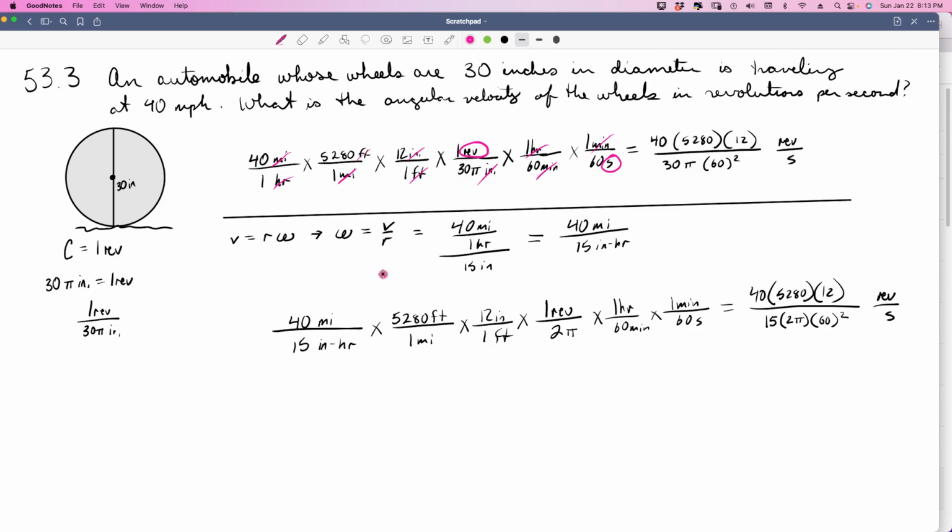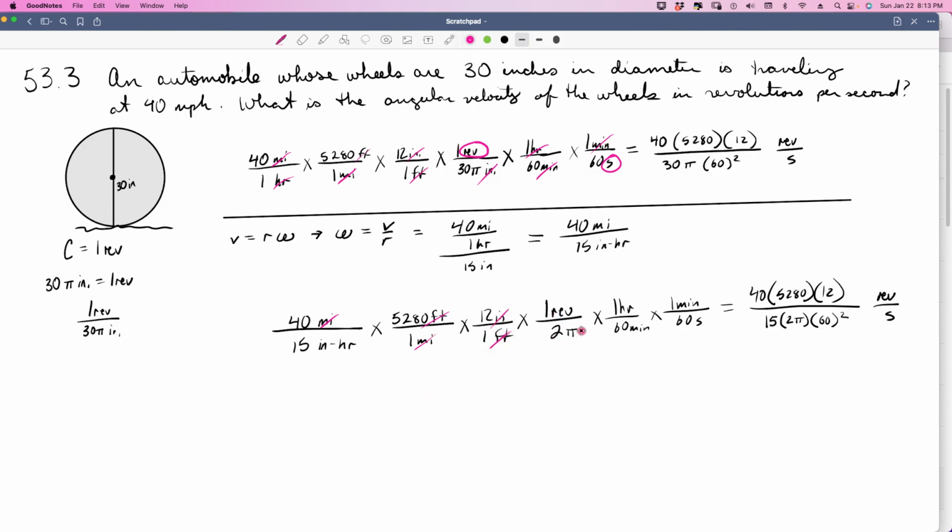The calculation used by the book is that velocity is equal to radius times omega. We solved for omega because we're working backwards. So we solved for omega first, and we found that it is velocity divided by radius. So we did the velocity, which was 40 miles per hour, divided by the radius. And when we did keep it, change it, flip it, we got 40 miles over 15 inch hours. So we used that as our rate to convert. And we converted miles to feet and then feet to inches.